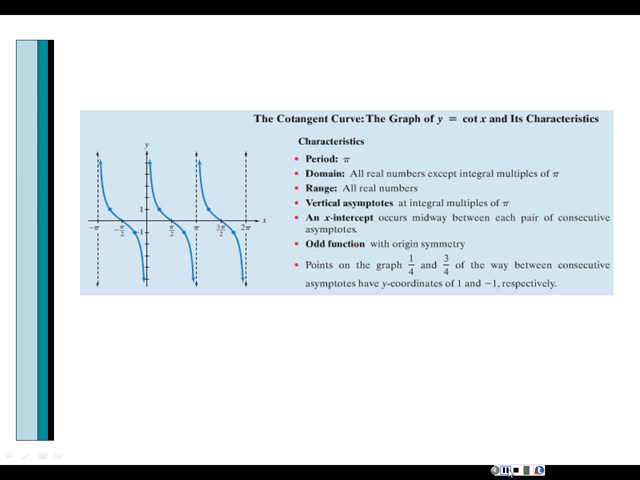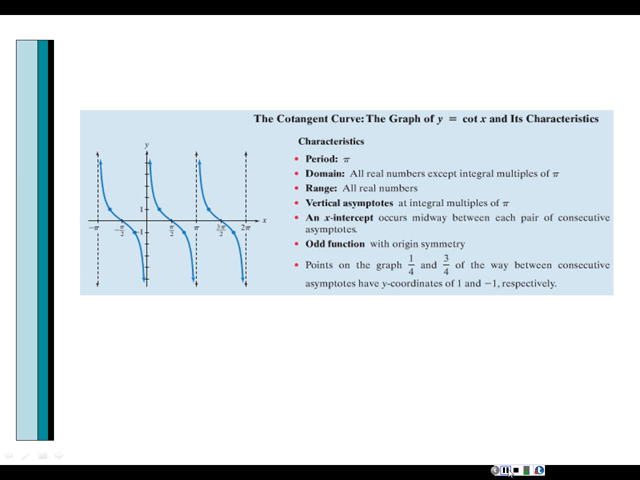So what it means is that at integral multiples of pi, that means pi, 2 pi, 3 pi, 4 pi, 5 pi, 6 pi, 7 pi. Similarly, on the negative side, negative pi, negative 2 pi, negative 3 pi, all those will be the asymptotes, because at all of those points your cotangent will be undefined.